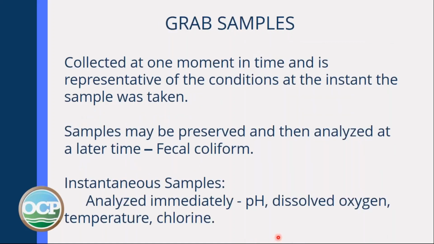So what distinguishes a grab sample from a composite sample? Well, grab samples are collected at one moment in time. You sort of grab the sample out of the water, and that's the sample. It is only going to give you information on the conditions of the water at the time the sample was taken. So if you were to take it 20 minutes later, you may get a slightly different result. So once you take a grab sample, you can't say, well, that's the sample of the water for the rest of the day.